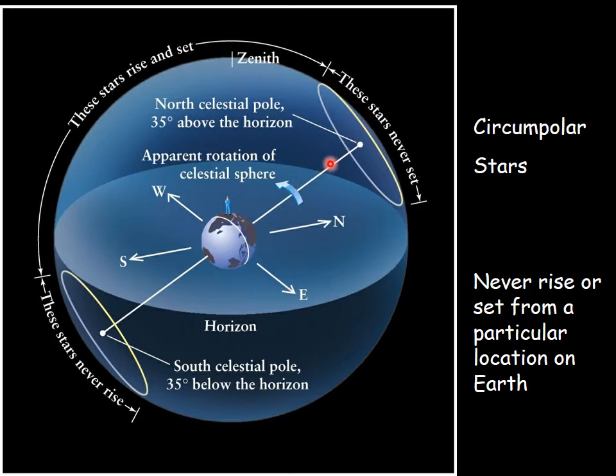Now, depending on where you are on Earth, different stars are circumpolar. If you're standing at the North Pole, then exactly half the sky is always up and half the sky is always set. If you're on the Earth's equator, nothing is circumpolar. You see the entire sky rising and setting.